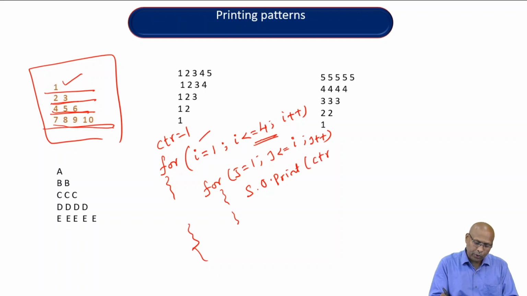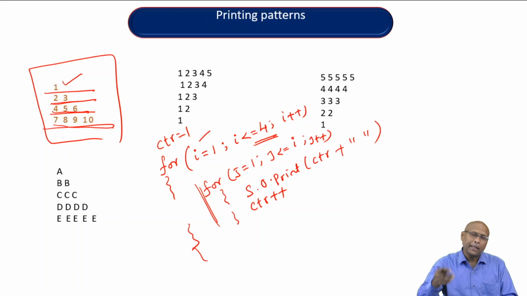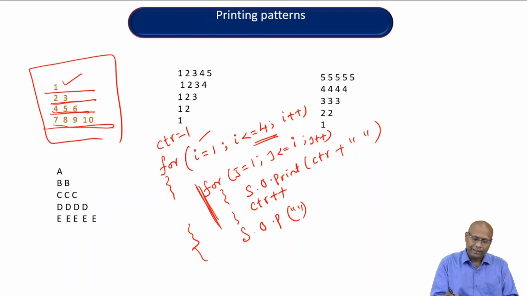After printing the counter, it has to give a gap. So, give a space. My inner loop repeats that many times. After printing that, next time, counter plus plus. Because after printing 1, it has to print 2. After printing 2, it has to print 3, then 4, then 5. After printing the first row, it has to come to the next line. How to print the next line? System.out.println with empty, so that it will come to the next line.